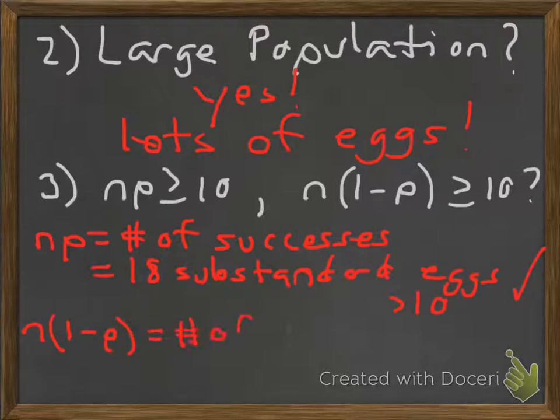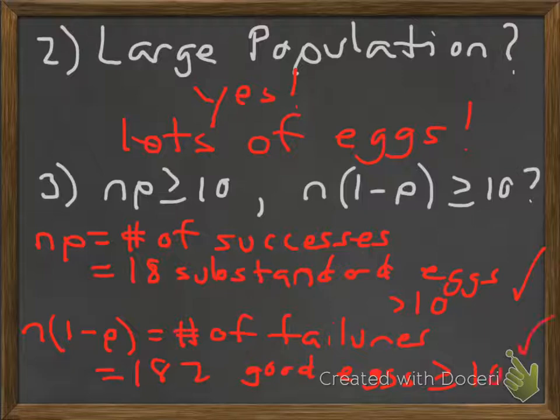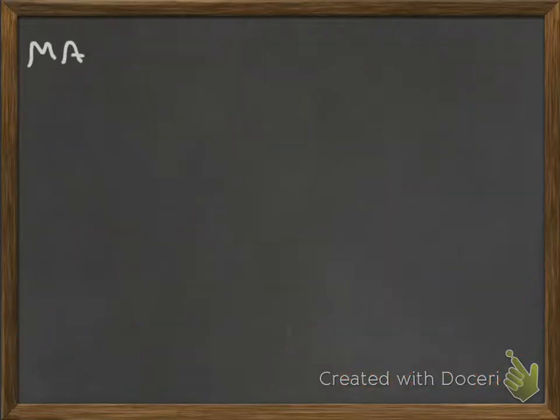And the other formula is the number of failures. Well, if we collected 18 substandard eggs, it means that we collected 182 good eggs, and that's also greater than 10. So those two things are also met, and that's probably the most important condition and the one you have to check, the number of successes and failures. So now we're all set to do the math.